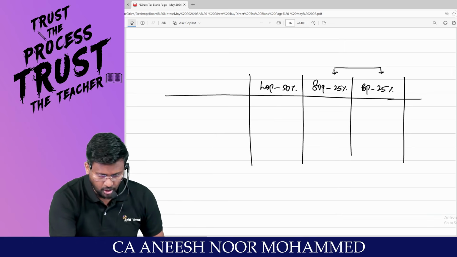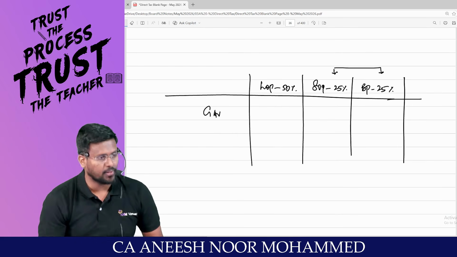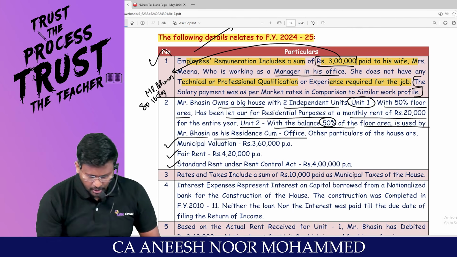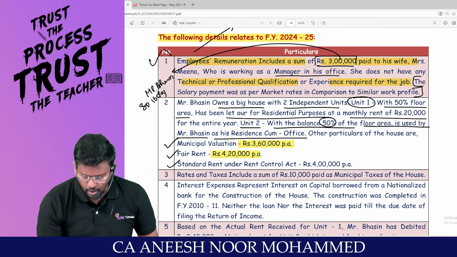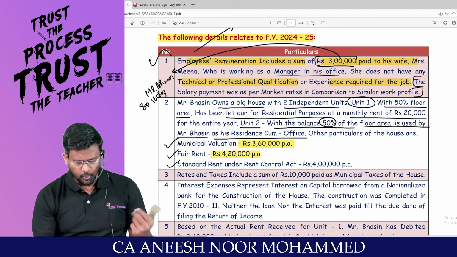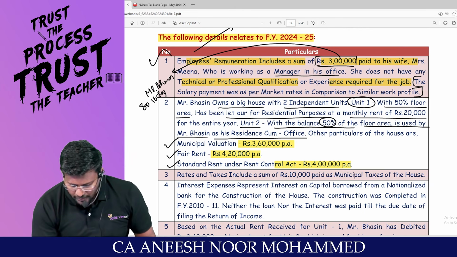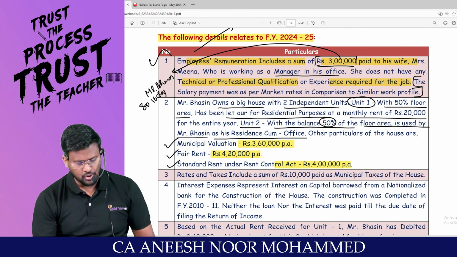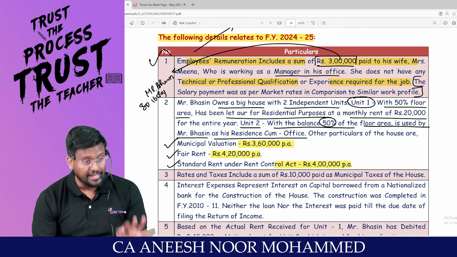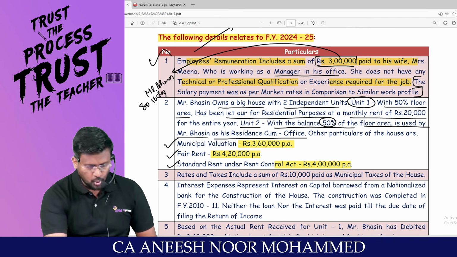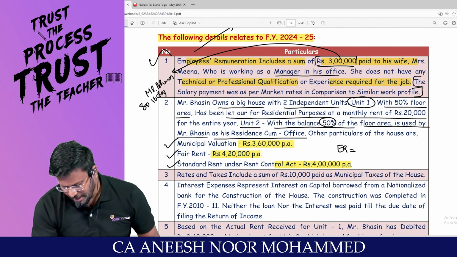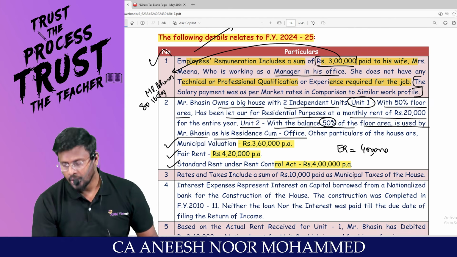Gross annual value itself will start. My dear lovable students, fair rent or municipal value, whichever is higher. You tell me, 4,20,000 or 3,60,000. 4,20,000. Or standard rent, whichever is lower, 4 lakh. So 4 lakh is the expected rent. Expected rent is equal to 4 lakh.